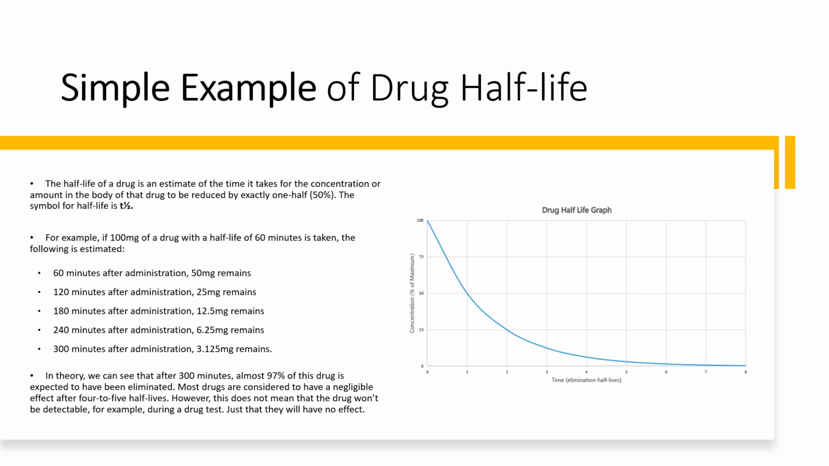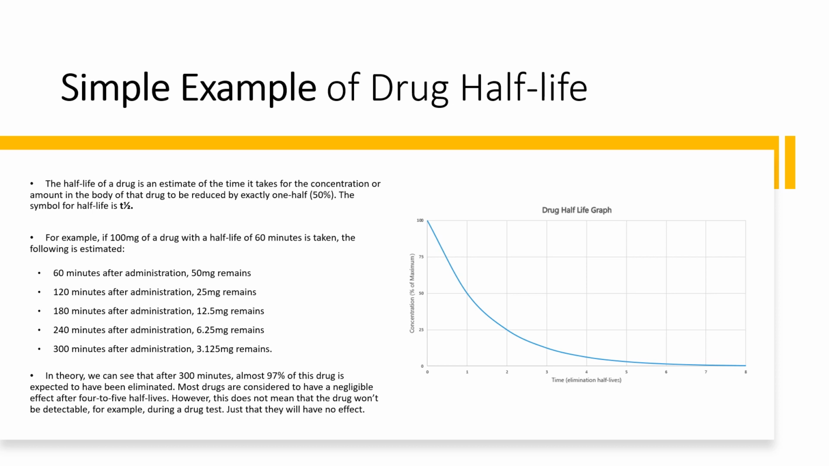At the third 60-minute mark, half of what remained at the second 60-minute mark will be eliminated. So you go from 25 to 12.5. And this continues until the product is pretty much fully eliminated from the body. In theory, in this example, we can see that after 300 minutes, almost 97% of the drug is expected to have been eliminated. Most drugs are considered to have a negligible effect after 4 to 5 half-lives of elimination.